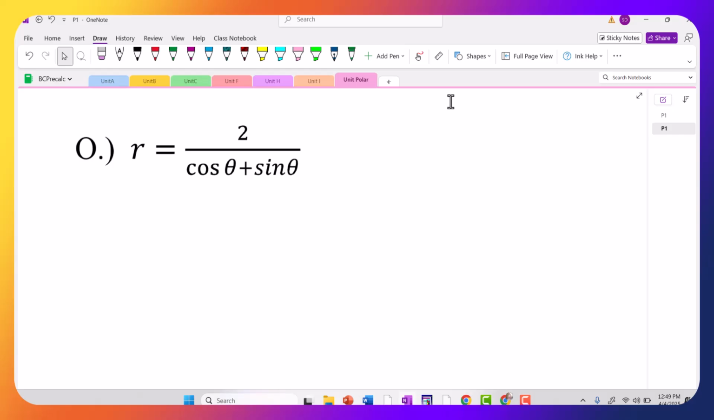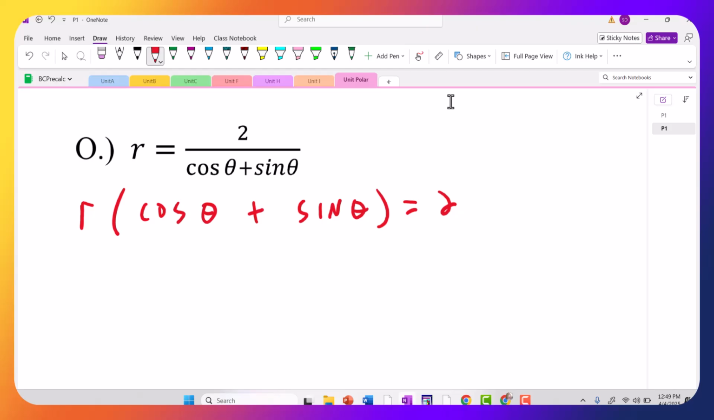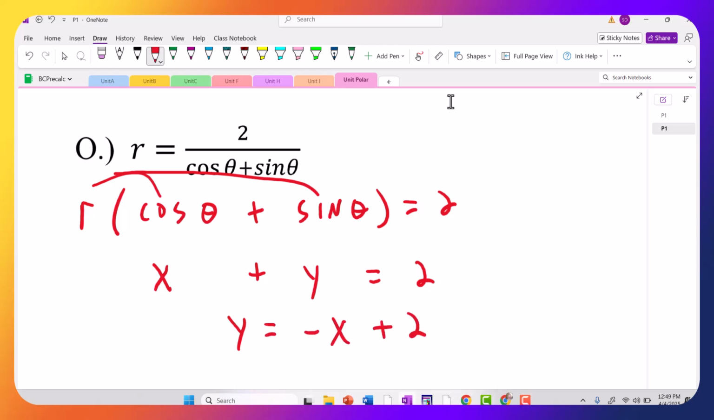Whatever you do to one side, though, say it. I'm going to go ahead and do the operations in order to get this to be rectangular. Hey, what's our r cosine theta? x. What's our r sine theta? y. What's y equals negative x plus 2? What's that a picture of? A line with a slope of -1 and a y-intercept of 2. Is that what you got when you typed that in your r equals?